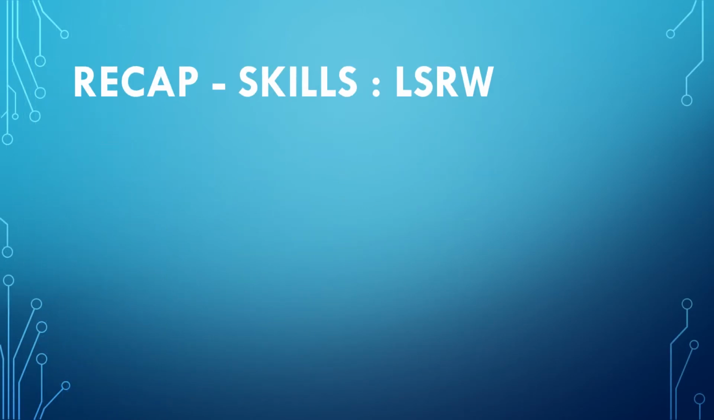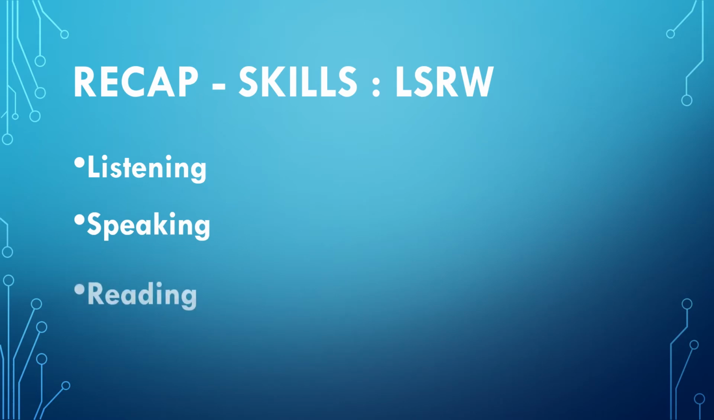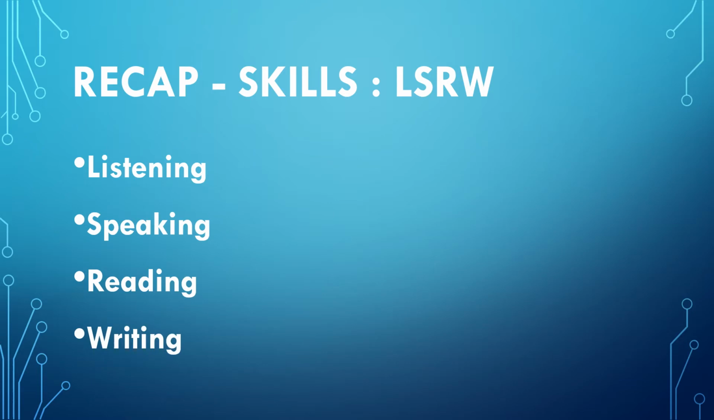To start with, let me do a small recap of LSRW. If you remember, I told you what LSRW is. These are the four skills of the English language. L stands for listening, S stands for speaking, R stands for reading, and W stands for writing. Today, we are going to do the reading skill. In reading skill, we will take up unseen reading comprehension.